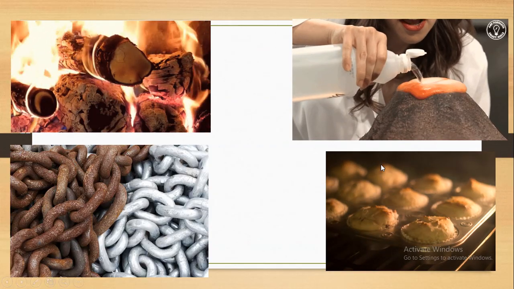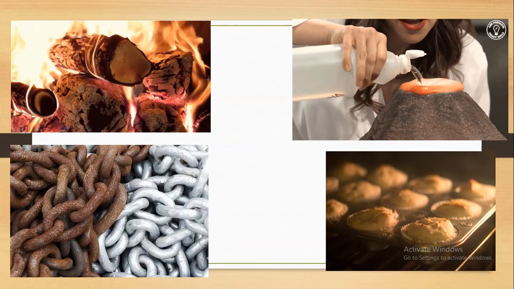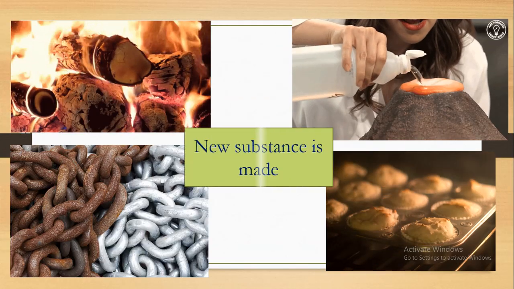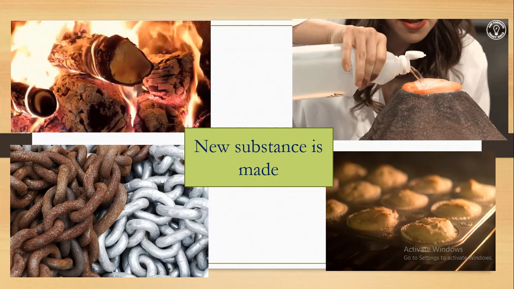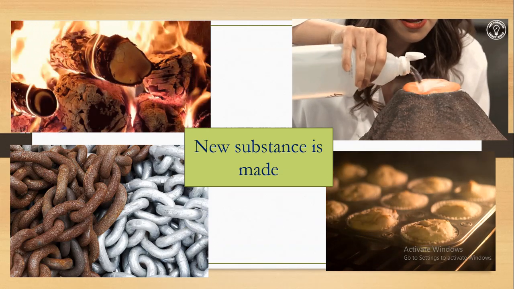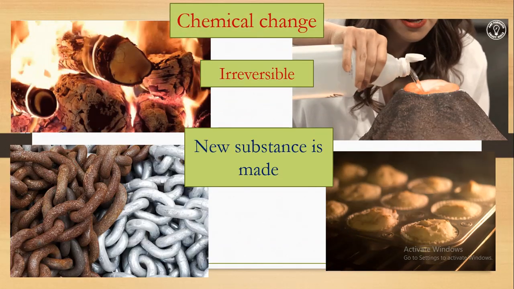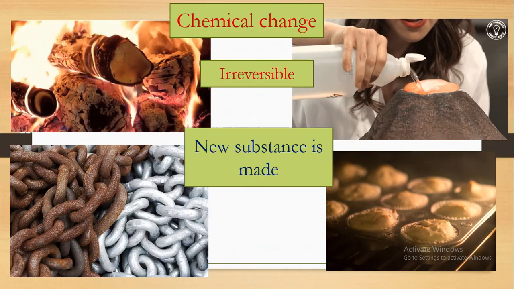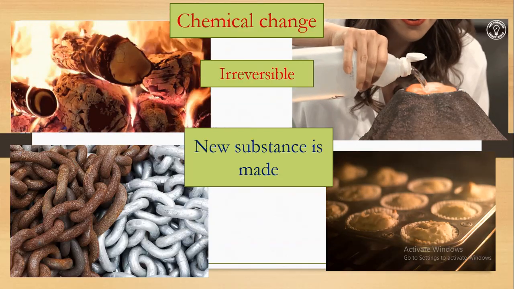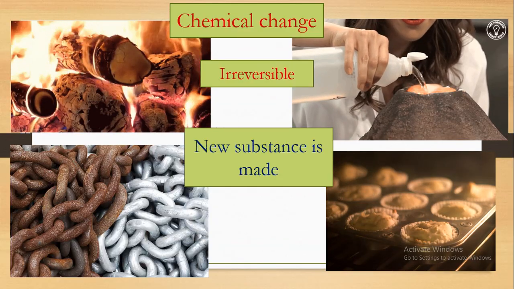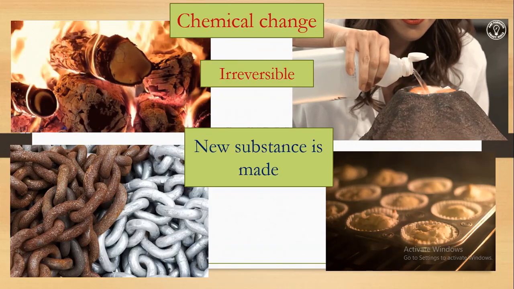So what is a chemical change? It's a type of change where the chemical properties of matter change. So new substances are formed. New substance is made or formed. It's irreversible because new substances are made. So you can't just get it back or find the original substance.